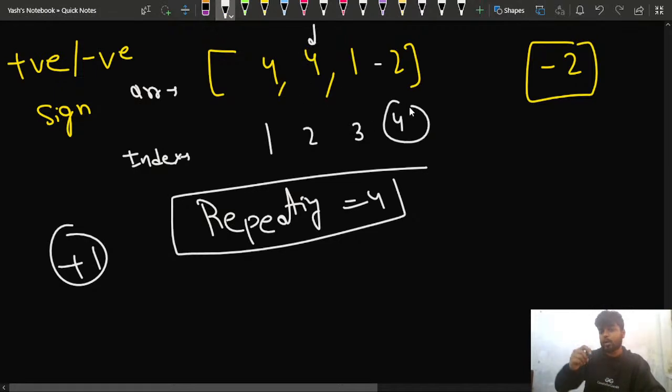Once I go to index 4, what happens? If I'm going to index 4 again and I see that the element is already negative, that means I'm reaching this index back again. So that means that this is the repeating element. Is this much part clear to everyone?